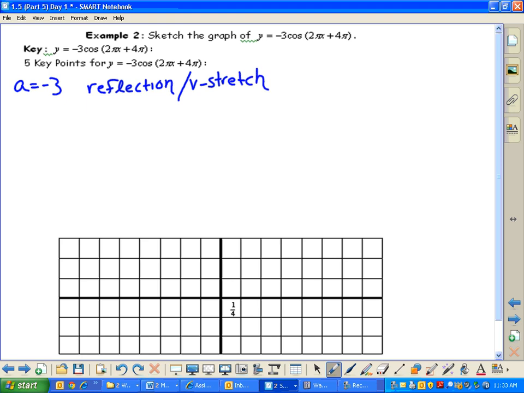Okay. Next up, we identify our B value, and we use it. What is B in this problem? B, again, is the coefficient of x. Troy, do you know? Thank you. 2 pi. Good. This does a couple of things for us. It tells us if this is going to be a horizontal stretch or a horizontal shrink, and then it also helps us calculate what the new period is going to be.